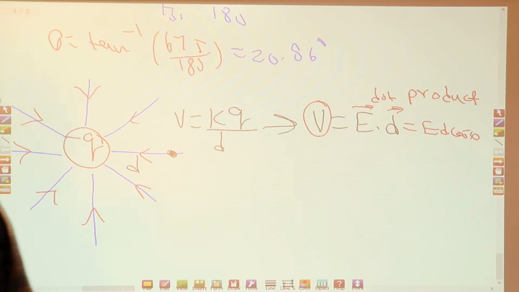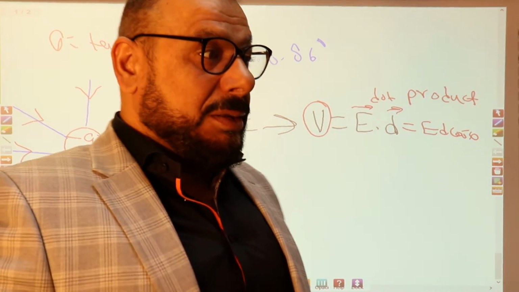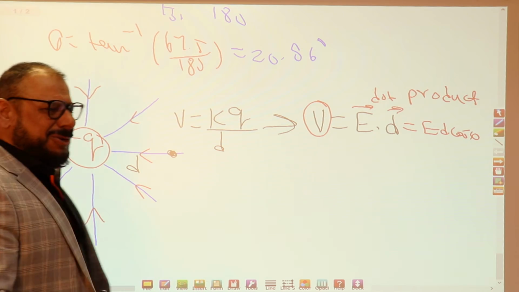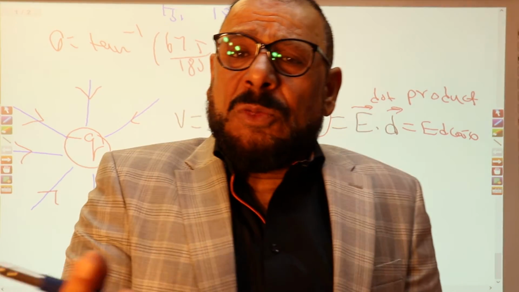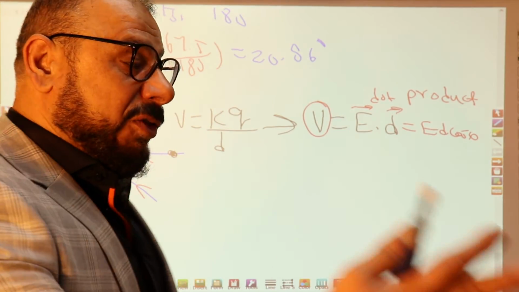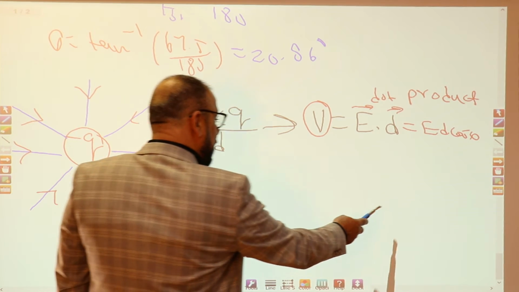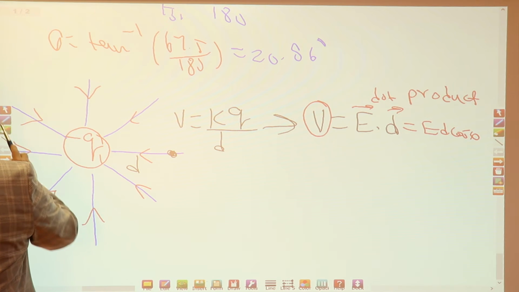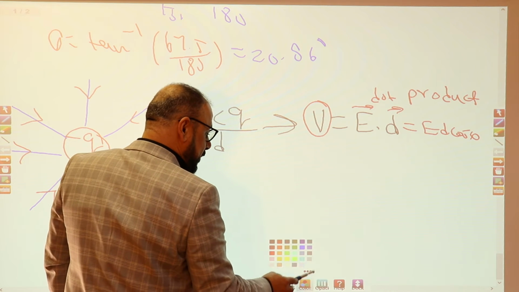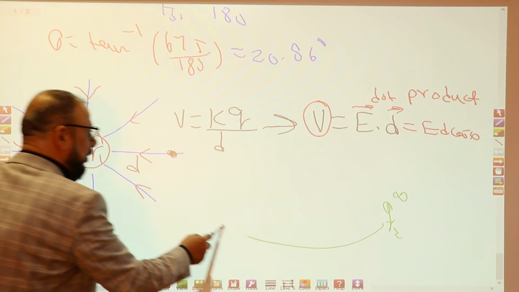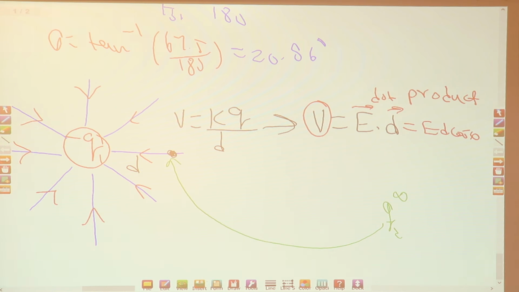Make believe somebody is bringing another charge to this point D, but you don't know from where. From where are you going to bring the charge? From infinity. Usually we assume that these charges come from somewhere here. If this is Q1, and somebody has a Q2, somewhere here, and this is my infinity, and he wants to bring this to this point. It's not easy because there's a voltage.